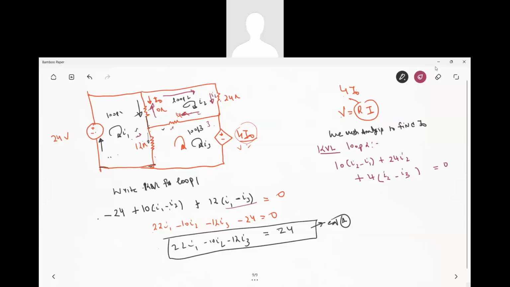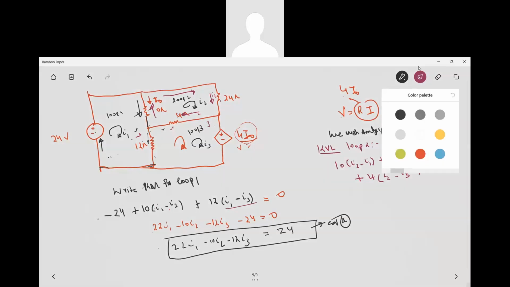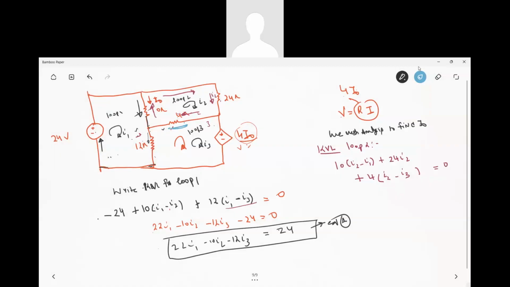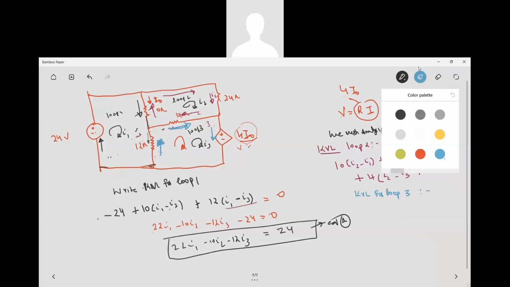Now if you write the same equation for loop 3, suppose you are taking the I3 loop, so it would be 4 (I3 minus I2), right? Now for loop 3, this is your loop 3, right? Now you start from here. So it would be 12. KVL for loop 3. Tell me what would be the equation for loop 3 here? 12 is separating loop 3 and loop 1. So what would be the equation?